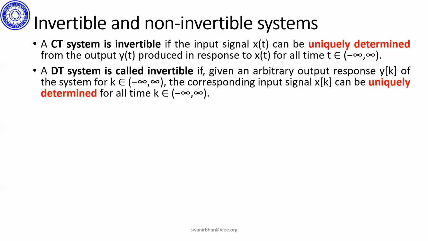So any system which can be uniquely realizable, it is invertible. So a discrete time system is called invertible if given arbitrary output y[k] of the system for k from minus infinity to plus infinity, the corresponding input signal x[k] can be uniquely defined. Now why are we saying we uniquely define?